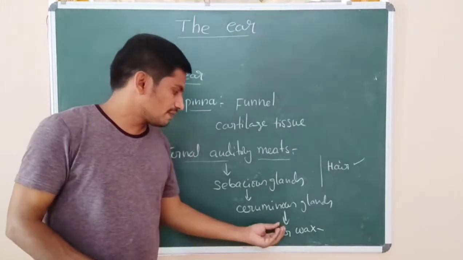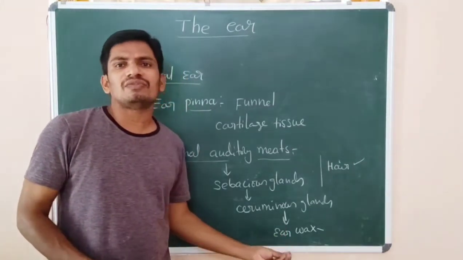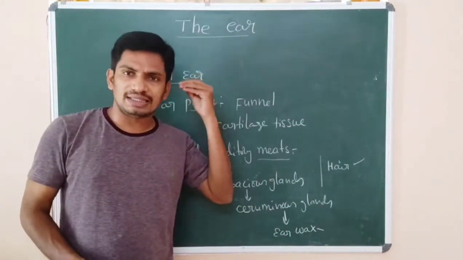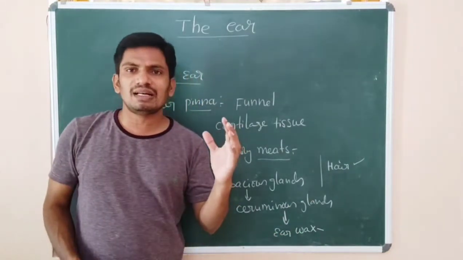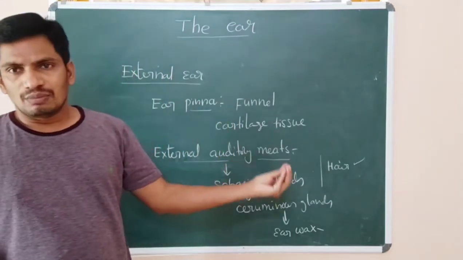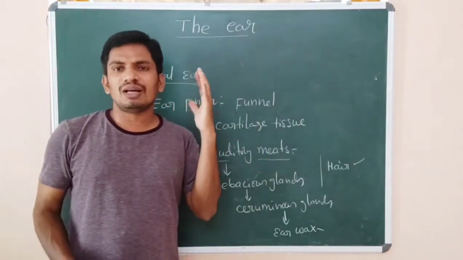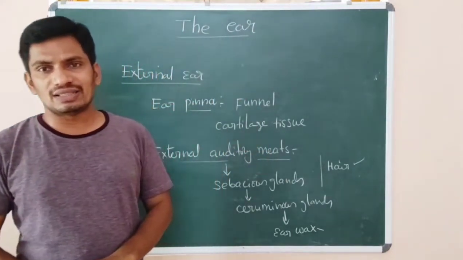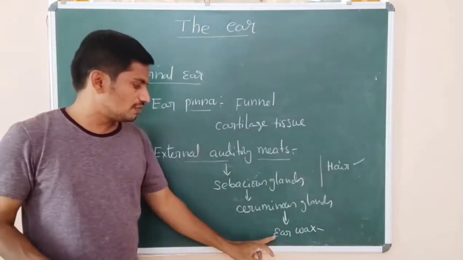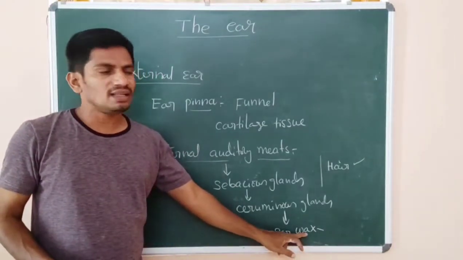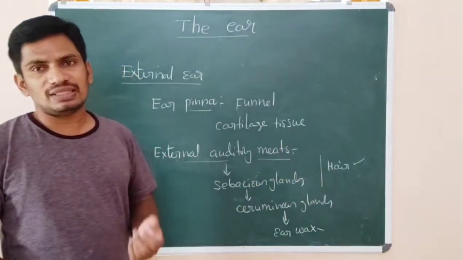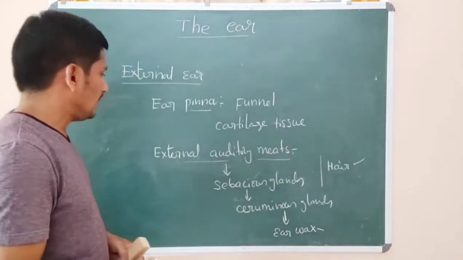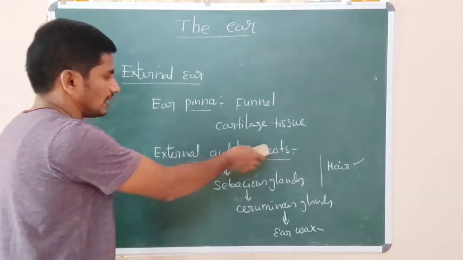And moreover, when a high-decibel sound arrives, the ear wax can somewhat prevent the high-frequency sound from falling directly on the eardrum. Along with the hair, the ear wax also prevents the entry of dust particles. Got it? Next, about the external auditory meatus.